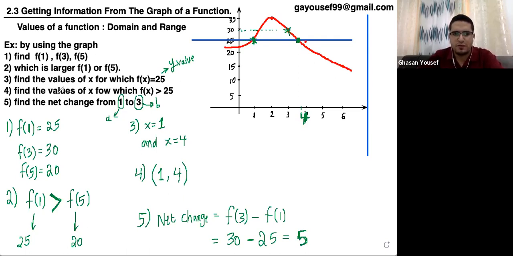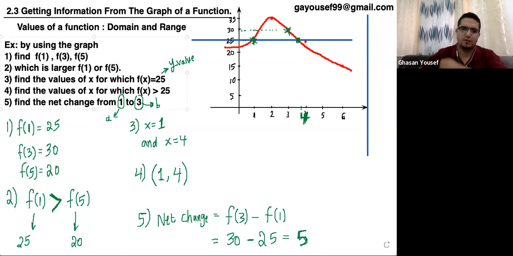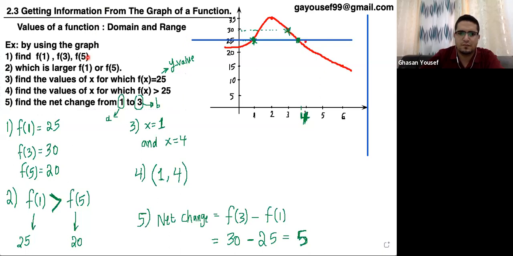For number 4, find the values of x for which f of x is greater than or equal to 25. How can I do it? I'm going to add the equal sign here. F of x greater than or equal to 25. What is the answer?